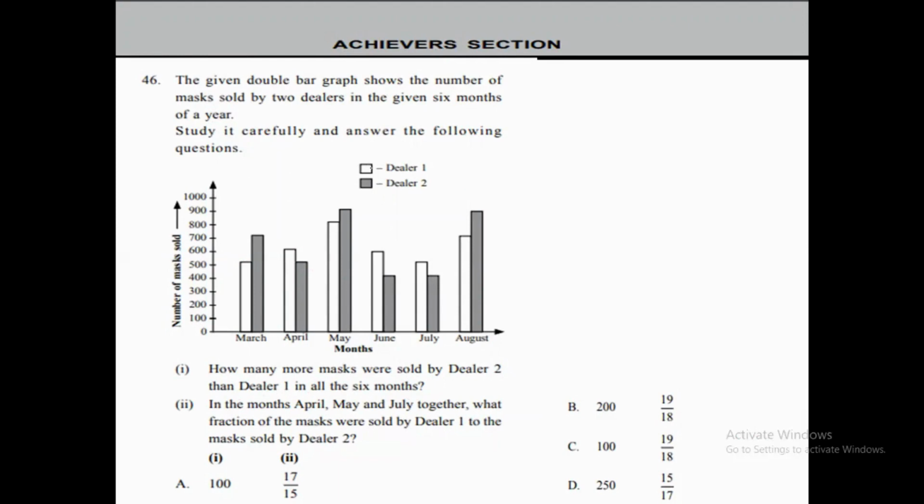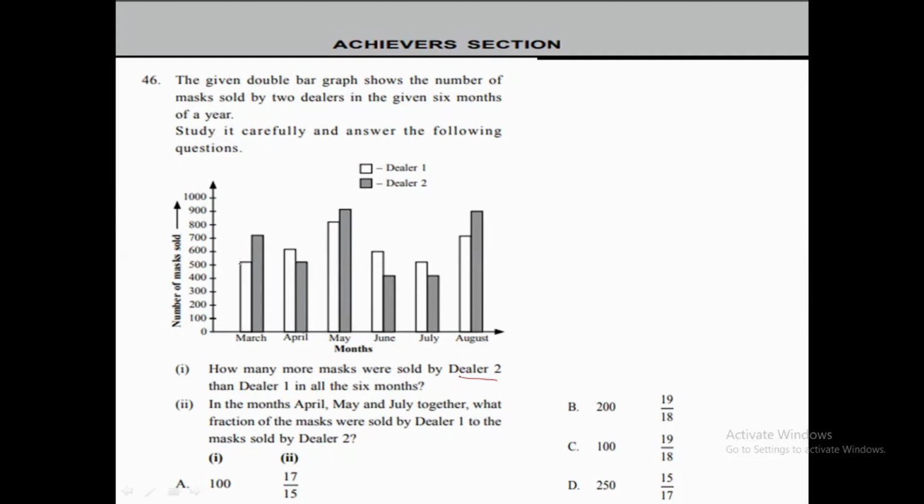The blank bar graph is showing dealer 1 and the shaded bar graph is showing dealer number 2. The question is asking how many more masks were sold by dealer 2 than dealer 1 in all the 6 months. So first we will go through the bar graph and find the number of masks sold in every month. Okay, so let's do it.